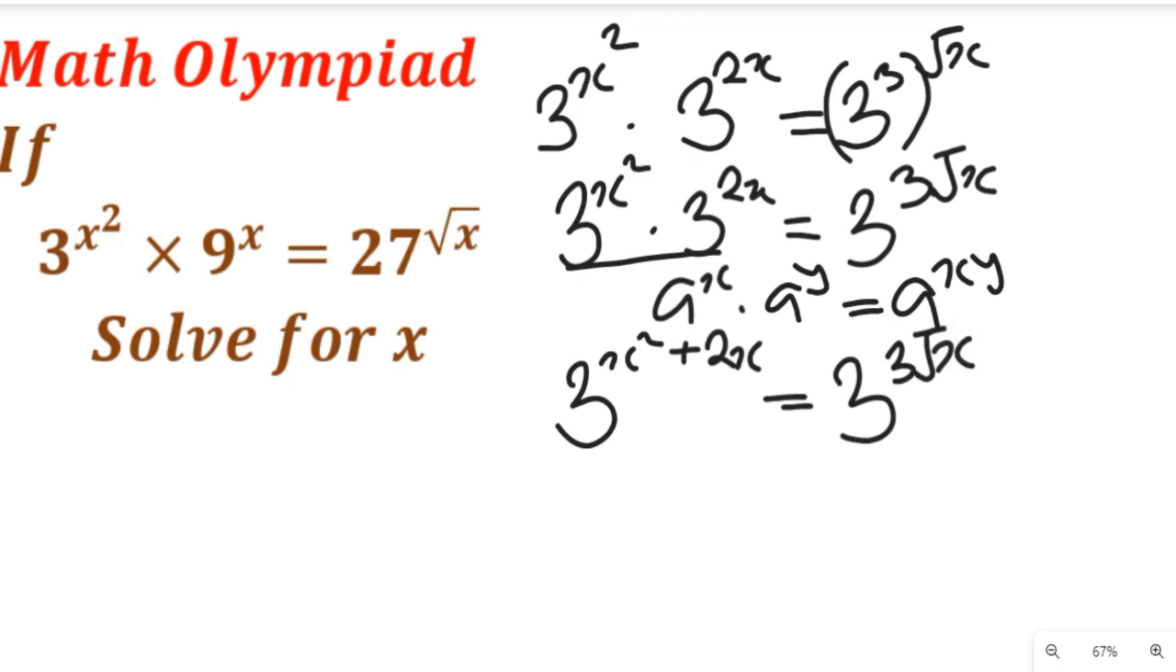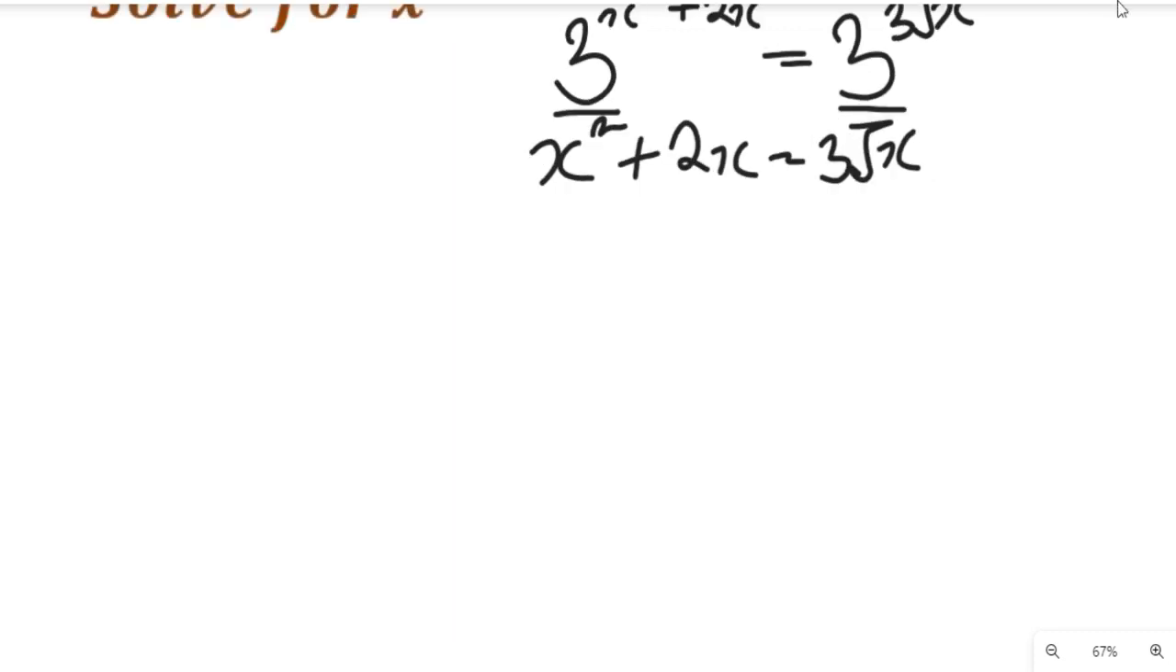Having gotten this, we can now realize that we have the same base. Having the same base, the exponents will equate. So we'll have x squared plus 2x equal to 3 root x. This equation is a radical equation. We'll look at how we can simplify this equation to get the value of x.